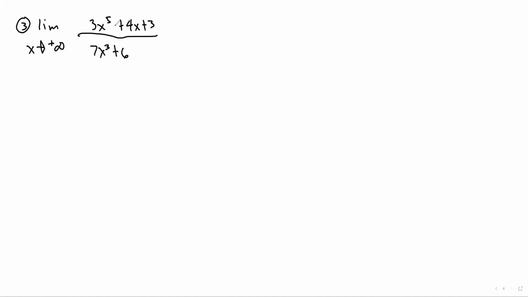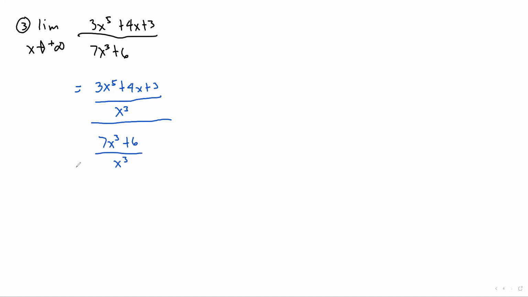So, we have 3x raised to 5 plus 4x plus 3 all over 7x cubed plus 6. Katulad ng sabi ko kanina, kung ano man yung highest degree ng denominator, yun yung pang di-divide natin. So, magiging 3x raised to 5 plus 4x plus 3 all over x cube, at 7x cube plus 6 all over x cube. X cube ang pinakamataas sa denominator, yun yung pang divide natin.